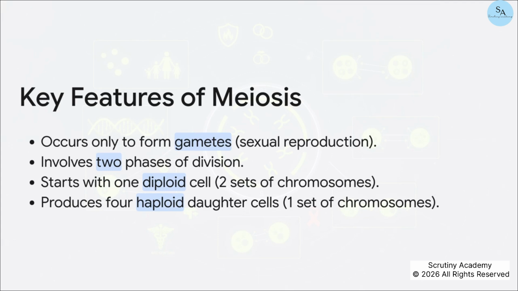So here are the key things that make meiosis different. First, it only happens in our reproductive organs to make sperm or egg cells, which we call gametes. Second, it's not one division, it's two full rounds of division. And its main goal is to start with one cell that has two sets of chromosomes, we call that diploid, and end up with four unique cells that each have only one set of chromosomes, and we call that haploid.